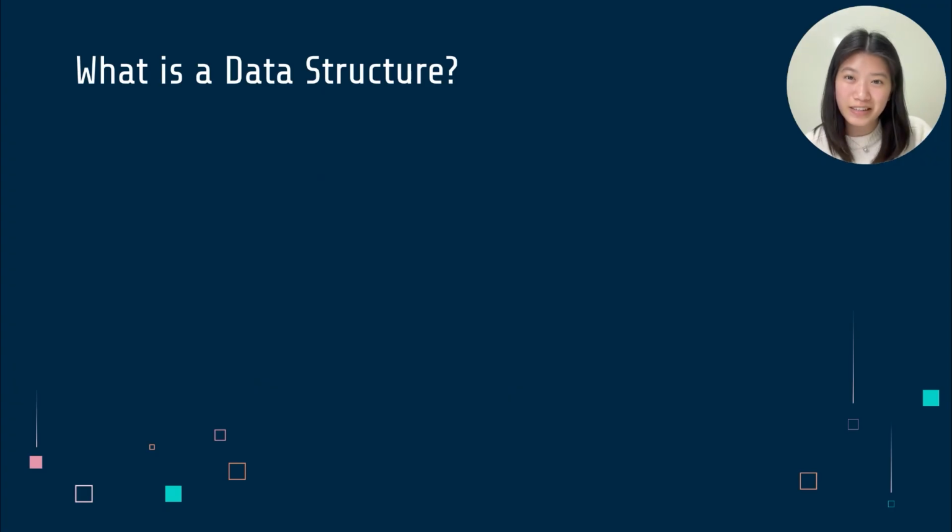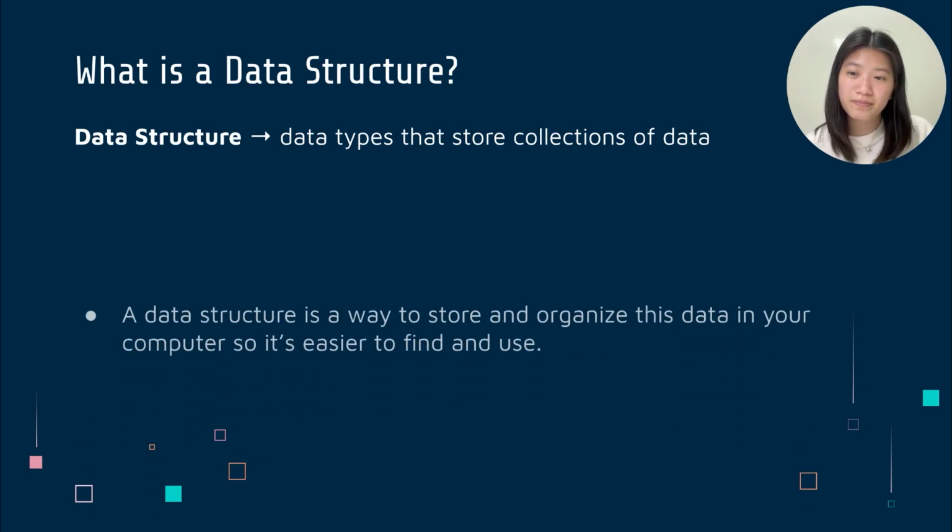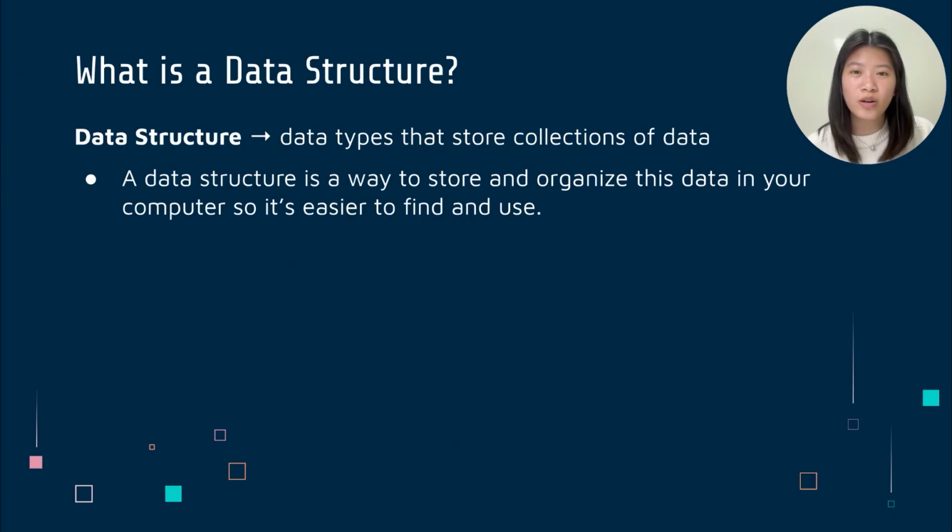So what exactly is a data structure? A data structure is a data type that stores collections of data. So now let's say you're taking your box of things and you're going to organize it within your room. And you might have different objects in your room that'll store different things. For example, you might have a desk to put your computer on, you might have a wardrobe or a dresser to put your sweatshirt in, and you might have a shelf to put your books on.